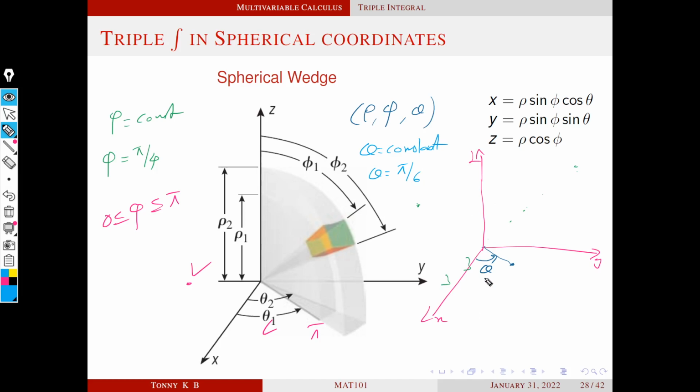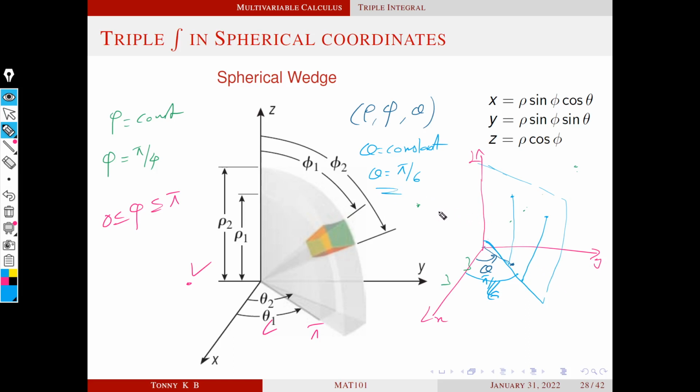For example, this angle is pi by 6. Suppose a point is here, then you take the projection, then this angle is pi by 6. So you think about all the points lying on a half plane like this. Then whatever be the point, its projection is on the same line, so the angle is again pi by 6. So the set of all points satisfying this condition is a half plane like this.